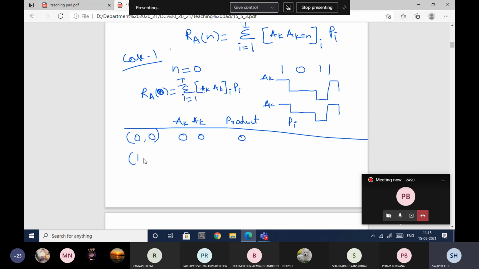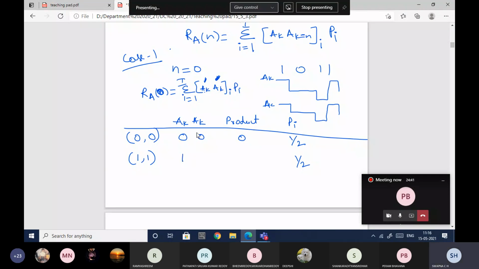If that is 1, the next one will also be 1 only, because it is not the shifted version, it is the same one. Whatever we are taking here, the same thing will be here also. So I will get only 2 events here. The probability of this will be 1 by 2 and the probability of this will be 1 by 2.